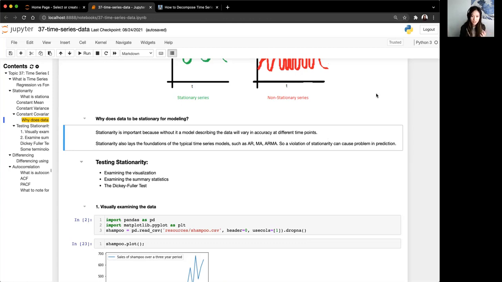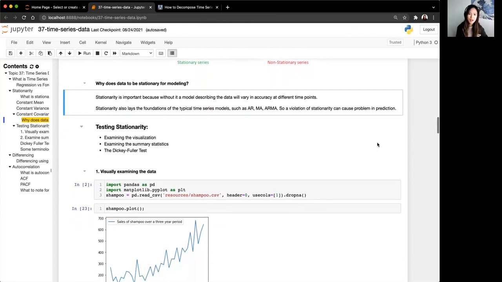And non-stationary data can lead to inconsistencies in your forecasts as well. So stationarity lays the foundations of these time series models. We're actually going to talk about these tomorrow: AR, MA, ARMA models, these are all time series models. A violation of stationarity is going to cause problems in predictions, and that's actually something that we will see tomorrow.